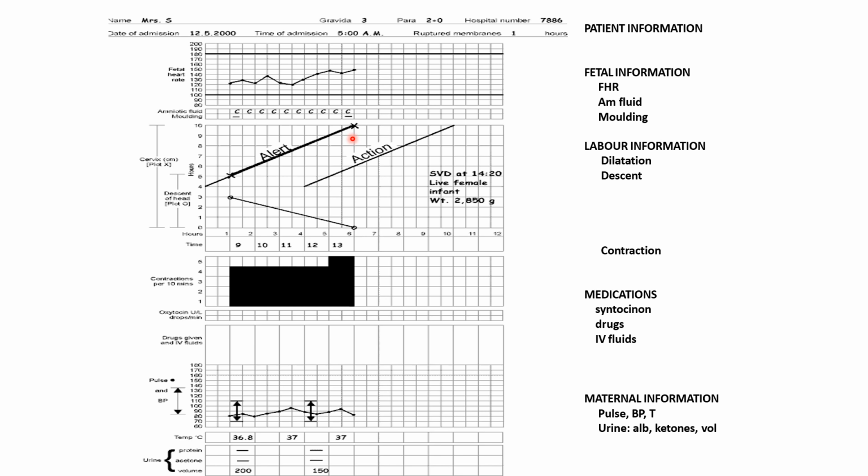Okay, so for example if you are checking the dilatation and descent at 11 o'clock, and if you assume that you are getting 7, you have to put the mark corresponding to the time. So here at 11 o'clock, on this graph, here 7, this will be the point. So that is the way of marking the dilatation of the cervix.